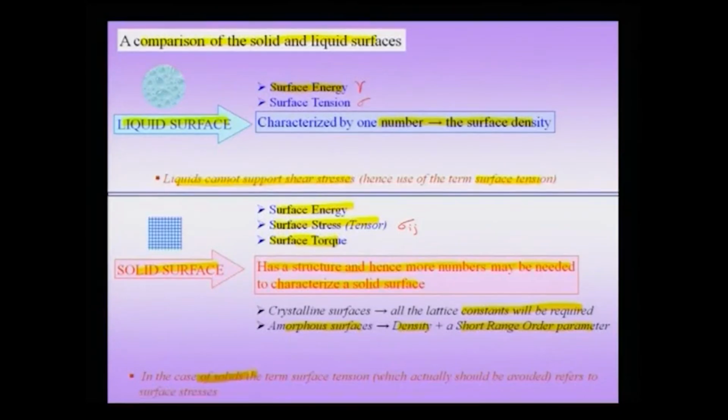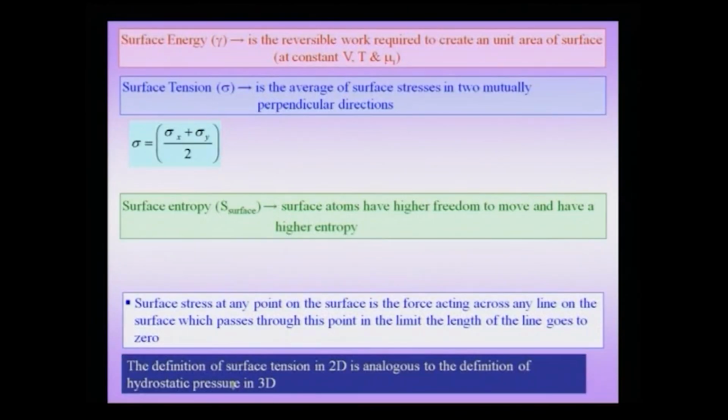In the case of solids, the term surface tension, which should be avoided, refers to surface stresses. Now, we will see what is the connection between the term surface stress and the term surface tension. The surface energy, gamma, which we have been dealing with, can be understood as the reversible work required to create a unit area of surface.